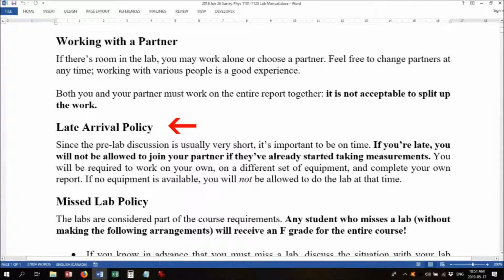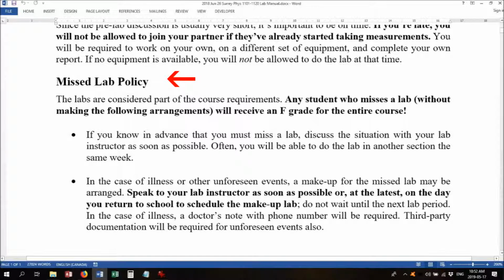But that's the only penalty, so if you show up late or unprepared, you will not be allowed to join your partner that week. Scrolling down again, the Misc Lab policy is quite a bit more strict than the late arrival policy, however, so I want to stress this a little bit. The labs are considered part of the course requirements, and you must do them all to pass the course. I just want everybody to be really clear on that. If you ditch a lab, you fail the whole course.